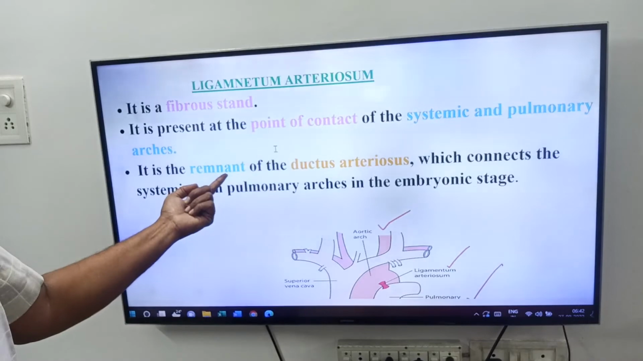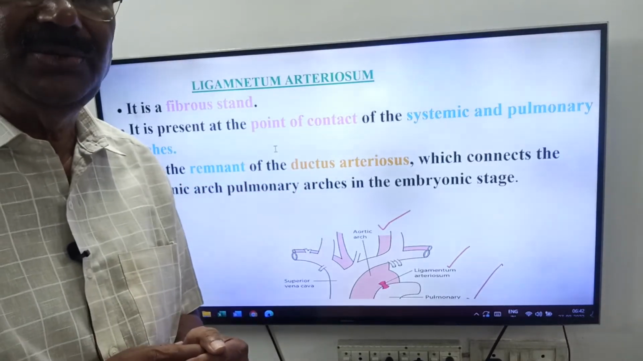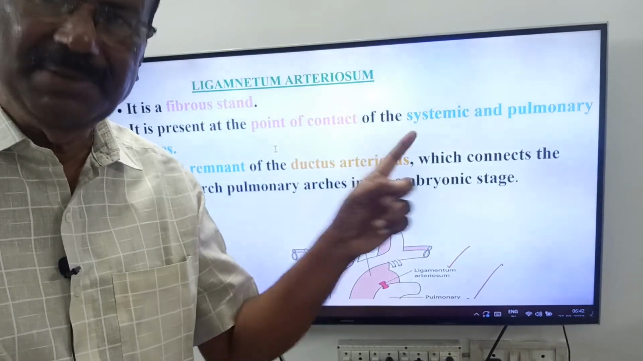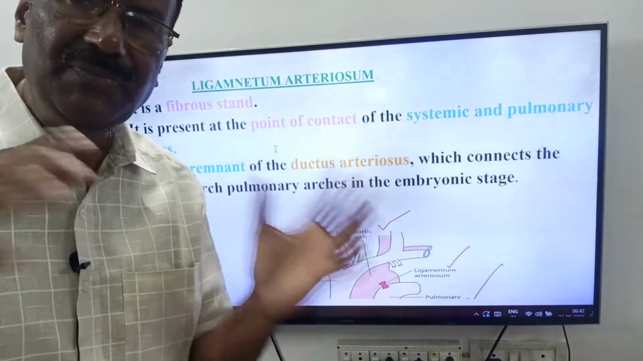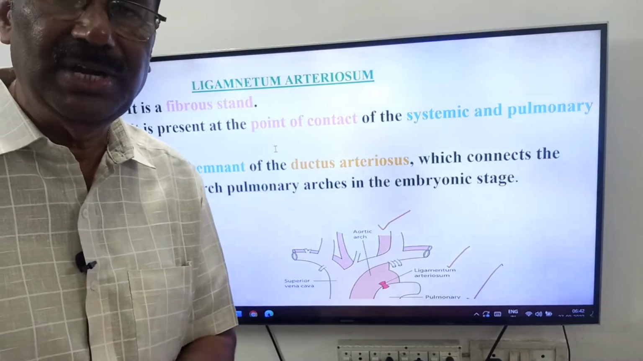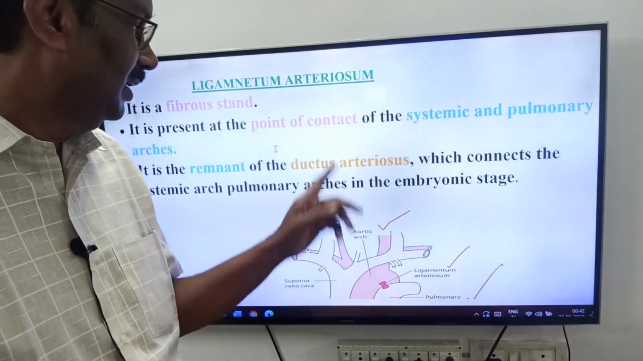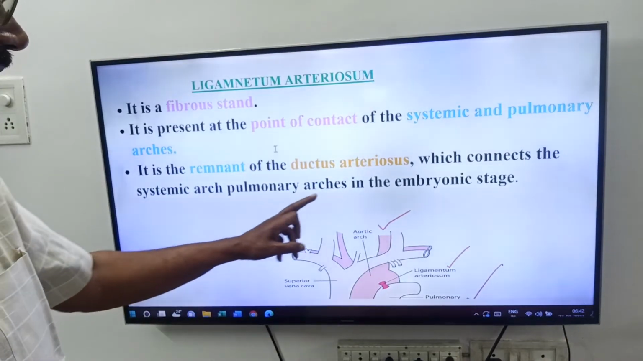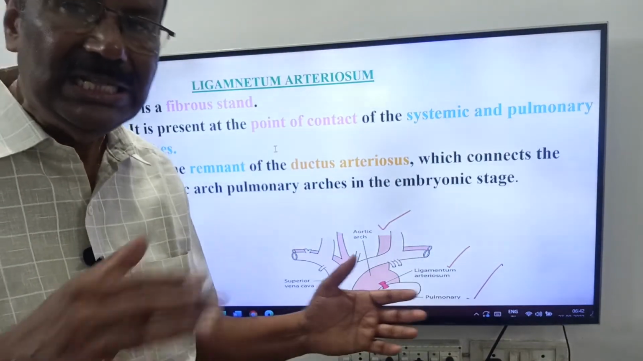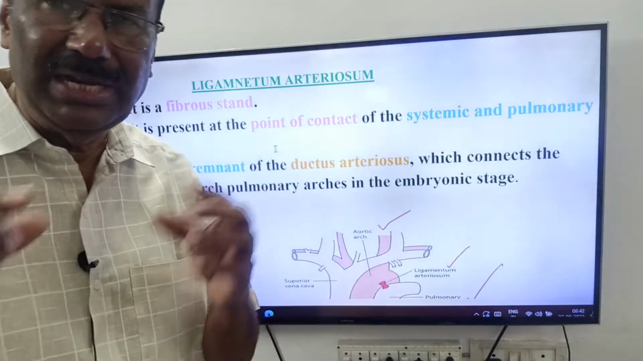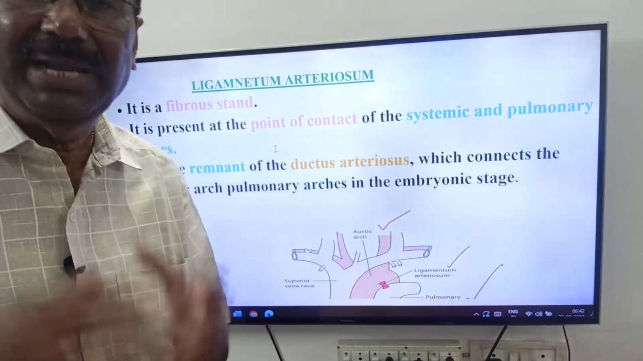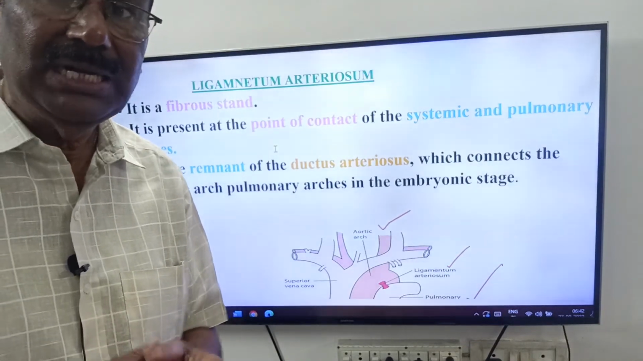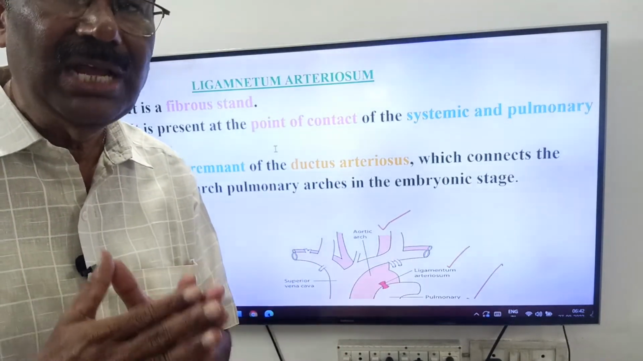It is a remnant of the ductus arteriosus. Ductus arteriosus is a blood vessel present in the embryonic stage. Its remnant is modified into the ligamentum arteriosum. This ductus arteriosus connects the systemic arch and pulmonary arch in the embryonic stage by a blood vessel. That blood vessel is called the ductus arteriosus. But in the adult stage, we don't have that connection.